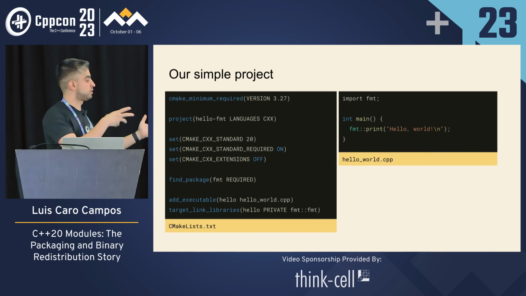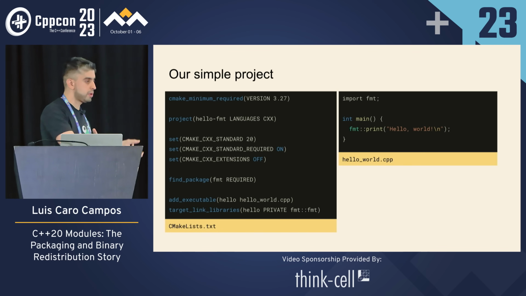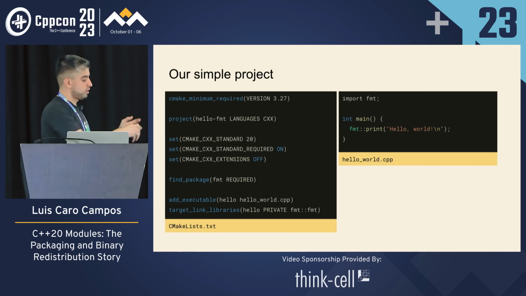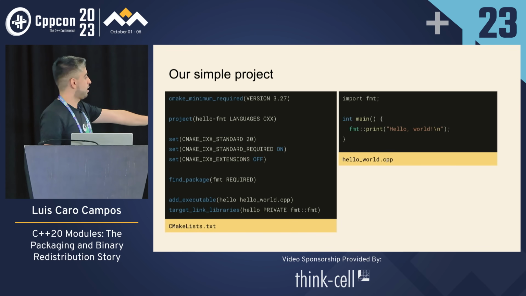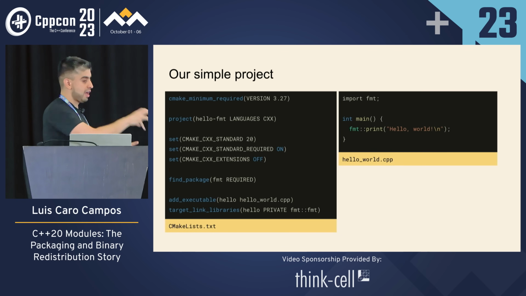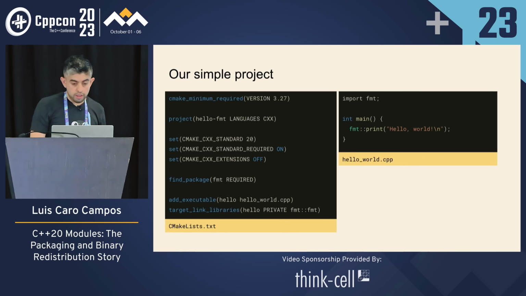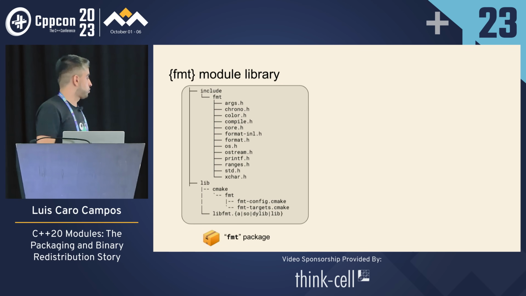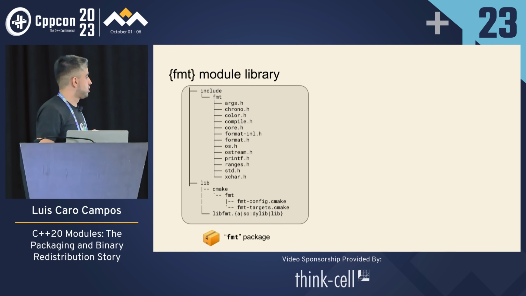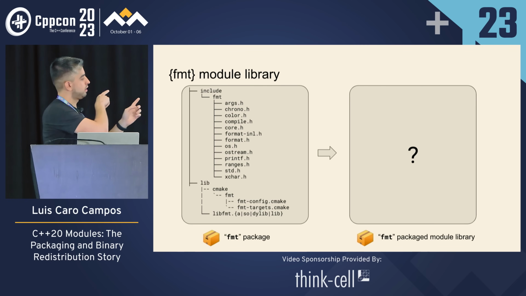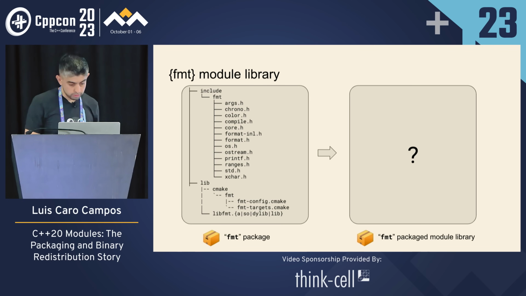I am aware that yes, the CMake module functionality is experimental and you do need to add some flags. But apart from that, in the future, we expect that not to be the case. And we want to rely on the abstractions. So when I target link libraries against FMT, I'm hoping that causes the right things to happen in the right order without having the developer be exposed to any of that. And as I mentioned earlier, this is what a library package looks like today. So the question is, what does this look like for a packaged module library, right?